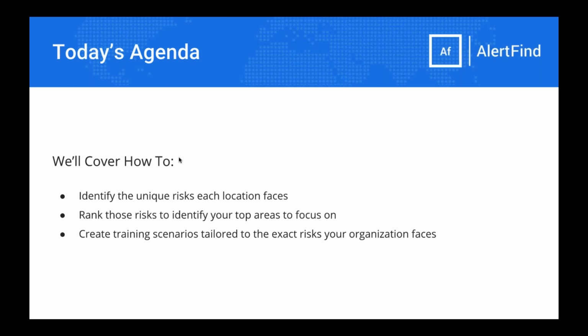Great. And today we're going to cover with Glenn how to identify the unique risks that each of your locations faces, to rank those risks to identify your top areas to focus on, and create scenarios tailored to the exact risks that your organization faces. So let's start with identifying risks. What's the best way for organizations to start identifying risks? And how does having multiple locations in different states or countries affect risk assessment?